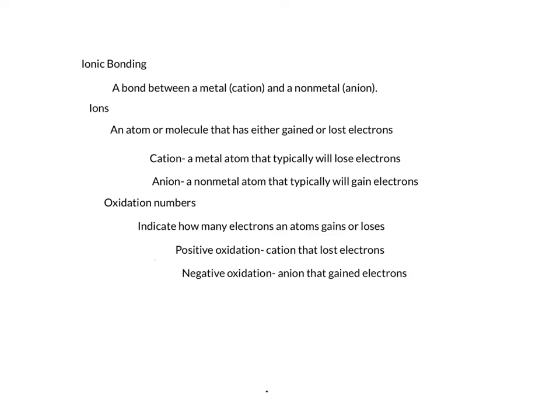It's about offsetting the charges and understanding that when you have a positive, it's lost electrons. When the oxidation is negative, it's gained electrons. And the number that goes with the plus or minus tells us exactly how many electrons were lost or gained.